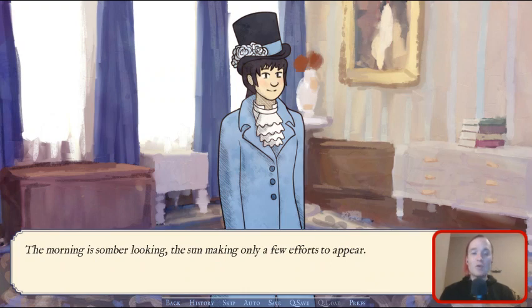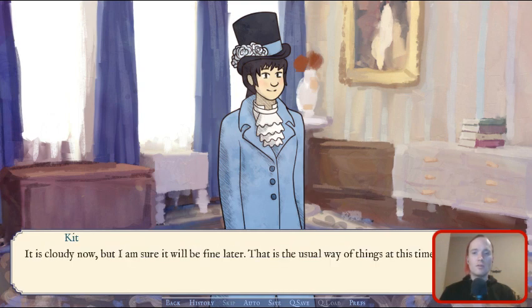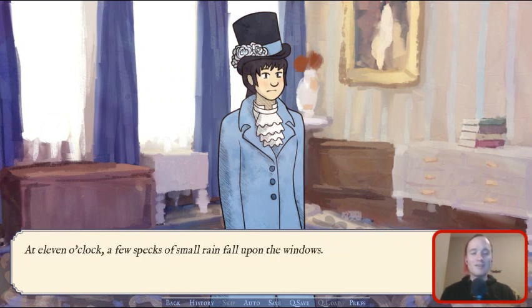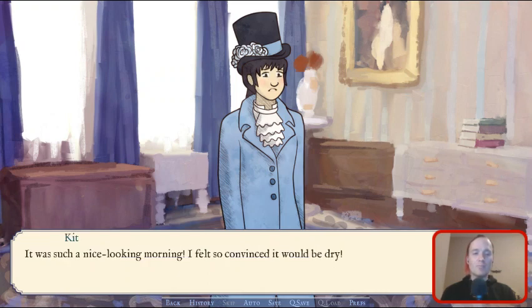The morning is somber looking, the sun making only a few efforts to appear. Our name is Kit, right? It is cloudy now, but I'm sure it will be fine later. That is the usual way of things at this time of year. At 11 o'clock, a few specks of small rain fall upon the windows. It was such a nice looking morning. I feel so convinced it would be dry.